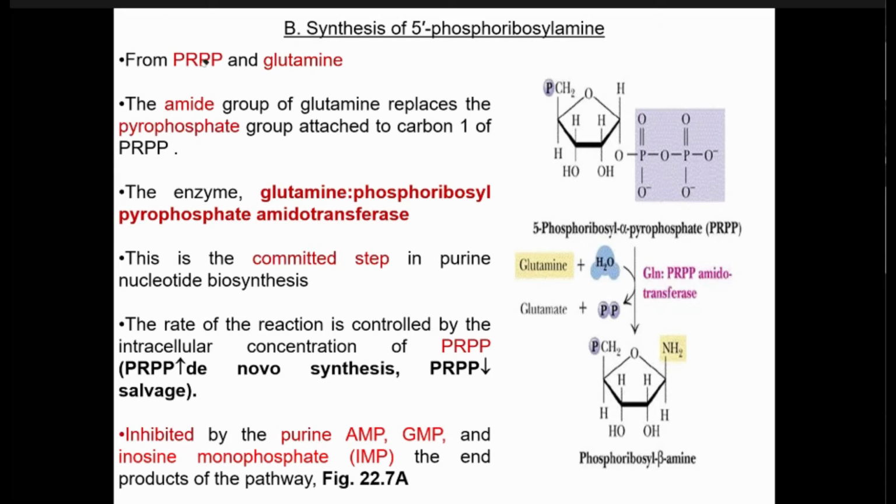the PRPP. You see here the glutamine and PRPP are important to make the phosphoribosyl beta-amine. So this is important. If they ask you how to make it, you say from PRPP and glutamine. This is one. What is the enzyme involved? So this is the enzyme. What is most important is this step is the committed step in the purine nucleotide biosynthesis.